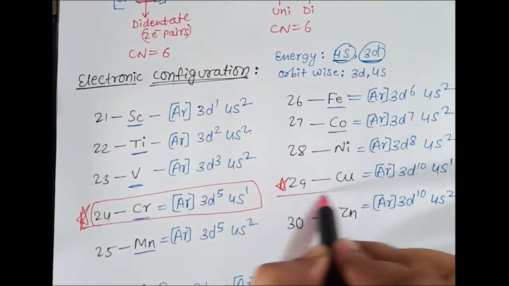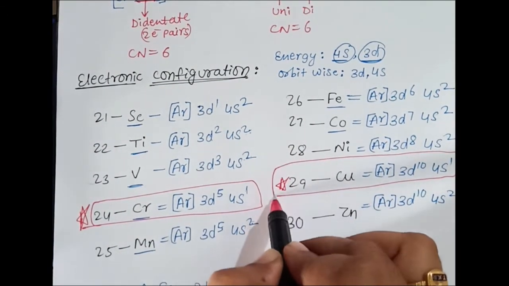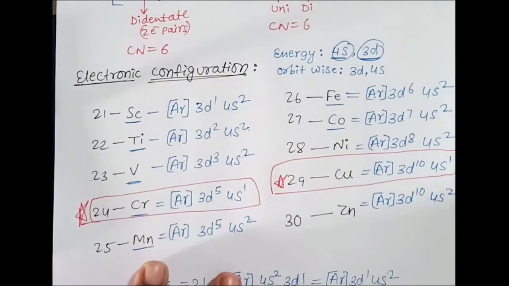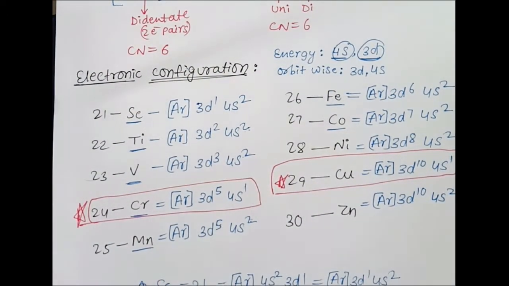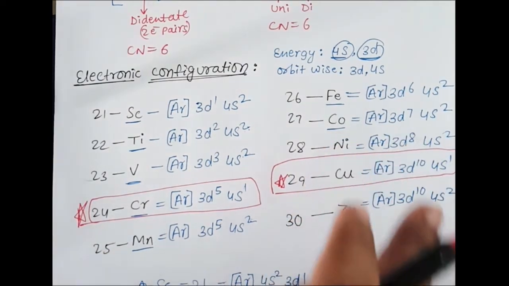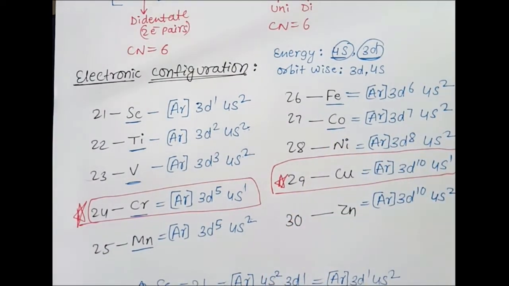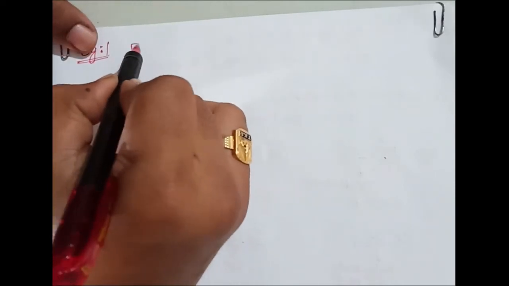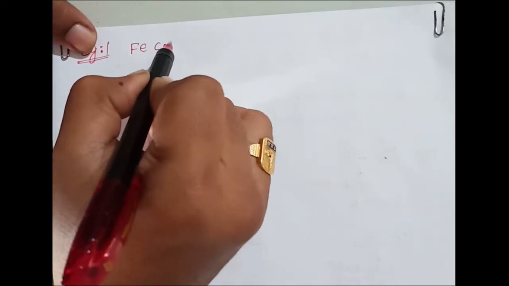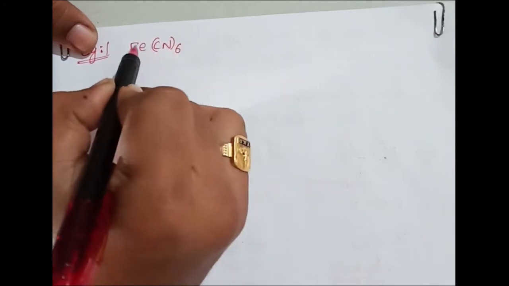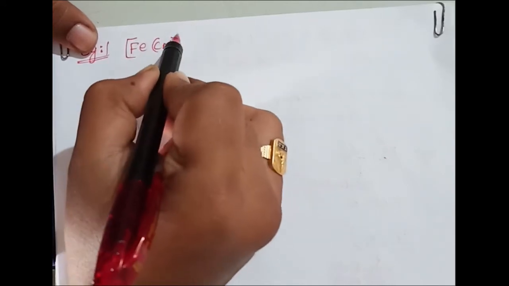Right, so these are the fundamentals that one should have to go for the next topic. The next topic is VBT. If you want to go for VBT, we must know these two things: coordination number and electronic configuration. Now I'm going to VBT, Valence Bond Theory. Example number 1: I am going to check the hybridization. So example number 1 is [Fe(CN)6]4-.